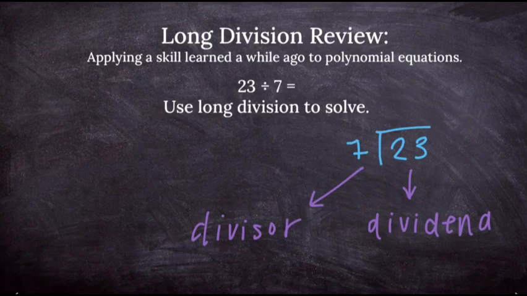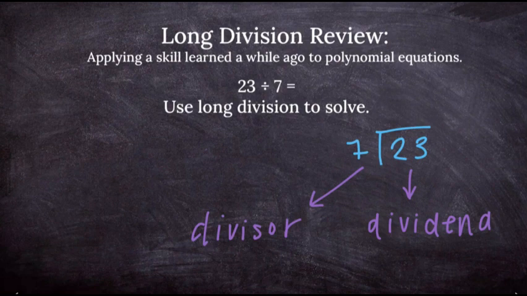So we're going to go over some long division review first. We're going to be applying a skill that we learned a while ago to polynomial equations. So for example here, we have the equation 23 divided by 7. In order to set up this problem, I've already shown you here. 23 is the dividend, so it goes inside of the house, is what I like to call it. And 7 is the divisor, so it stays outside of the house.